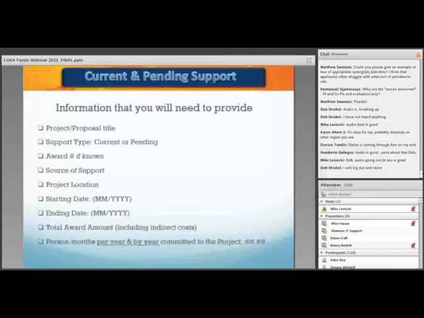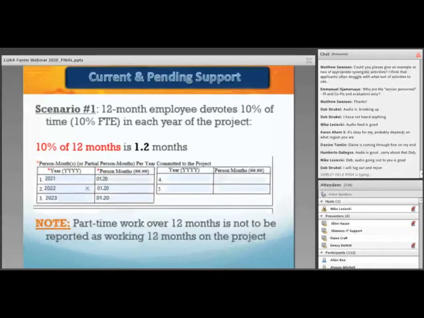NSF requires individual time commitments to be reported in person months. It is easy to make mistakes in calculating a person's time commitment to report it this way. So I'm going to provide you with a few examples to help you with this. Person months represent the cumulative time a person will spend on the project over the year. It does not consider the spread of that work over time. In the first example, we have a 12-month employee who dedicates 10% of his or her time to grant work. The number you should put in the current and pending support form is 1.2 person months, which is 10% of 12 months.